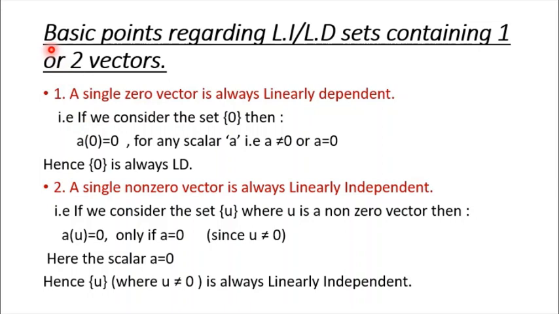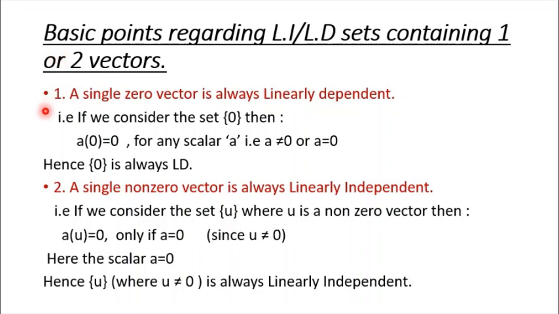Now let us see some basic points regarding LI and LD sets containing one or two vectors. Previous to this, we have worked out some problems where you had more than two vectors, either 3 or 4 or 5. So the methods we discussed were for when you have more than 2 vectors. Suppose you have either one or two vectors, you need not work out much. You can just decide by observing the given vectors. Regarding that, let us go through these basic points.